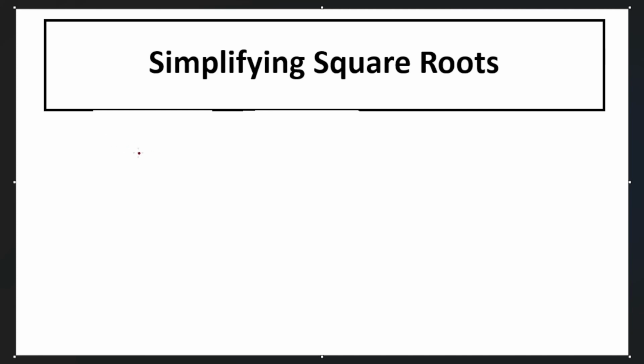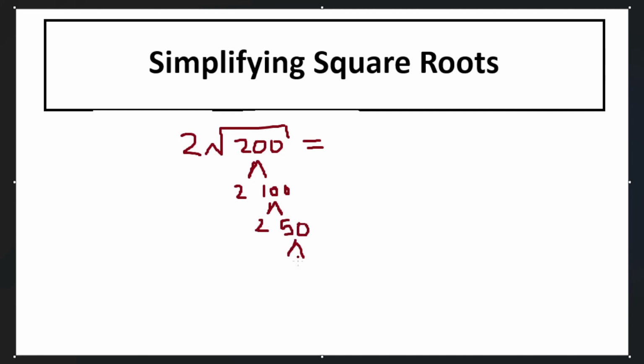Now we'll do our last one, which was the 2 times square root of 200. Same deal here as the last problem. The only thing here is there is no perfect square root for 200. So we would have to go down the tree of dividing by 2. So 200 divided by 2 is 100. 100 divided by 2 is 50. 50 divided by 2 is 25.